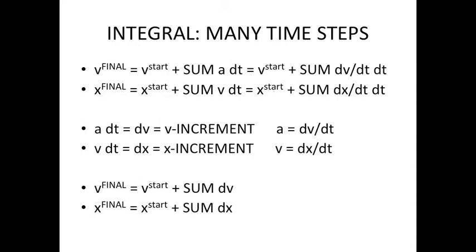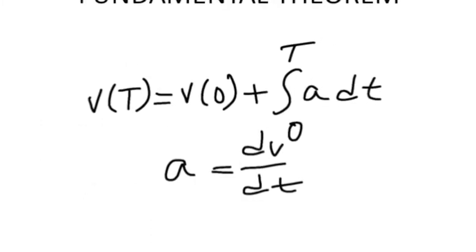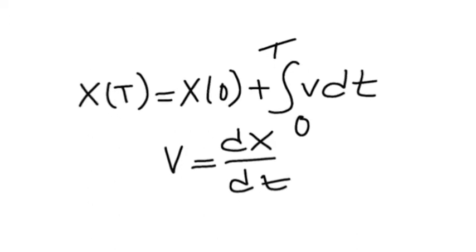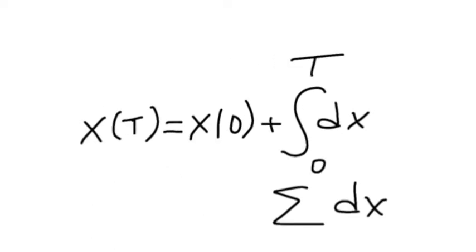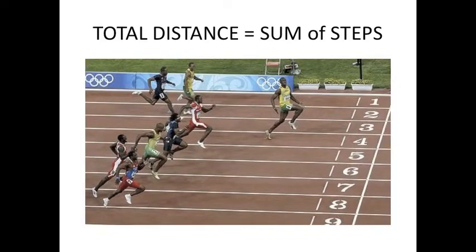Similarly, the final position is equal to the initial position plus the sum of all position increments dx of the form velocity v times dt. As follows, with the S-like integral sign as a form of summation sign. One way of expressing the fundamental theorem is to say that the total traveled distance is equal to the sum of the steps taken.